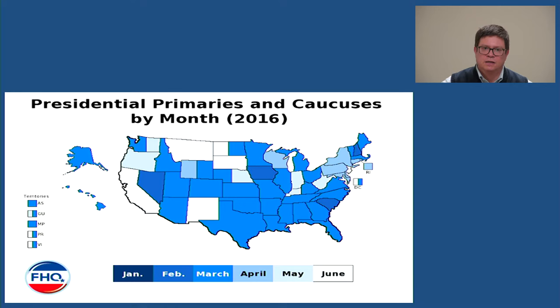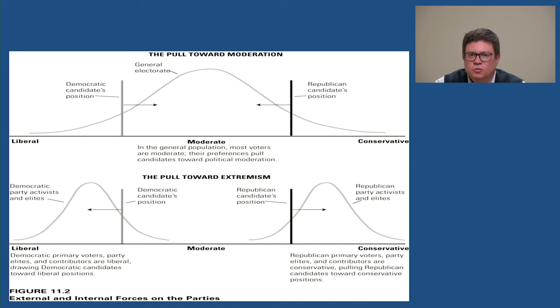Here's a map of the presidential primaries and caucuses in 2016 by month. There's a lot of front loading to this, so there are a lot of primaries in February and March. As we dragged into April, it became more apparent who the candidates were going to be for each political party. Now, I ripped this off from your textbook, and there's one thing I want to pull out here and talk a bit about what happens during primary elections.